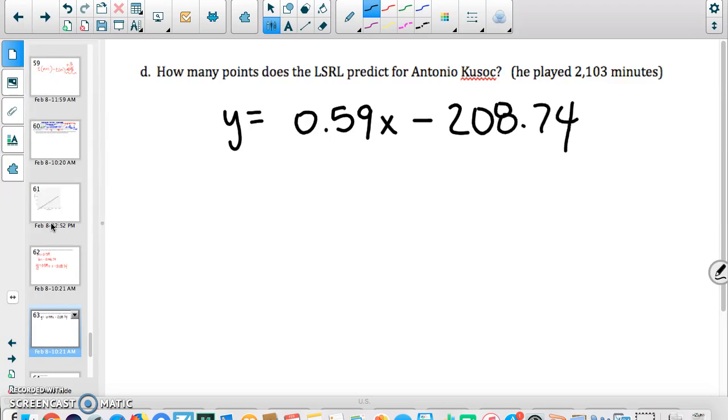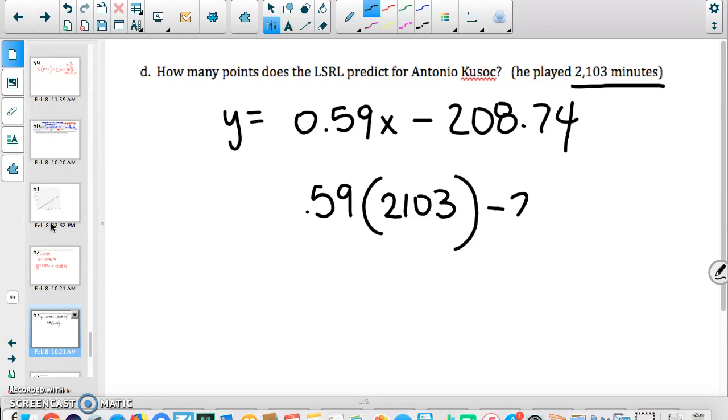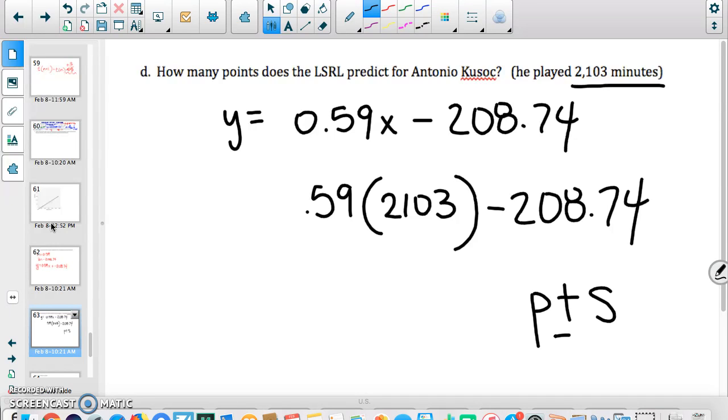So here's our equation, and he played this many minutes. Minutes is our x. So I plug that in here. Type that into your calculator. I'm actually not going to tell you what it is. You're going to have to type that one into your calculator, but make sure you label it points.